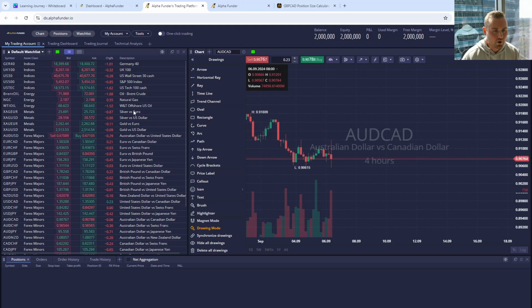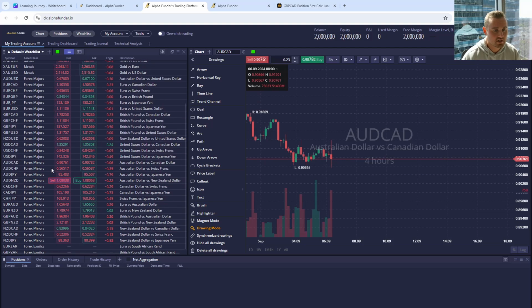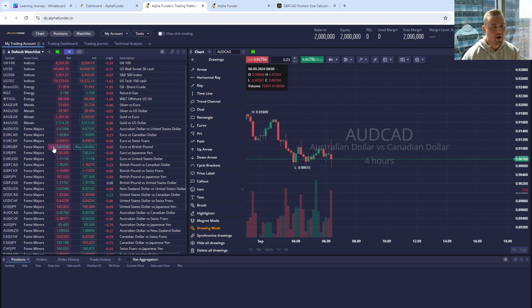This is what we're going to be seeing here on DXTrade. So when you log into your account on DXTrade, you're able to trade a variety of indices, a lot of different energies, metals, and obviously the forex pairs here. The majors are just the major currencies of the world, right? Euro, US dollar, CAD, Japanese yen, stuff like that.